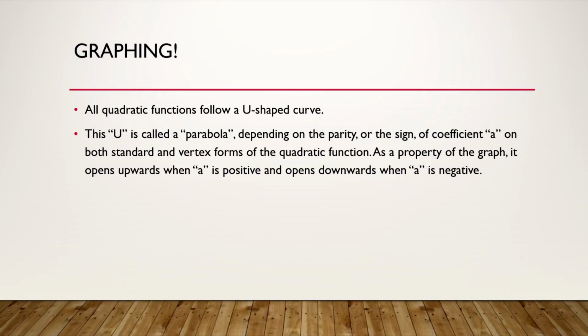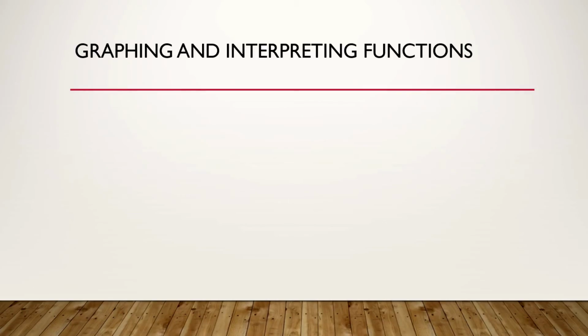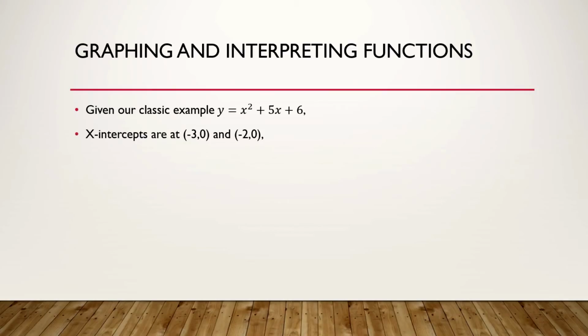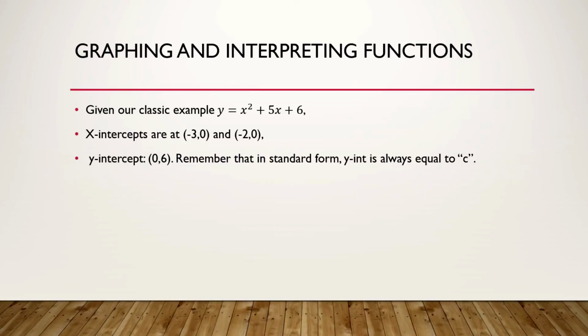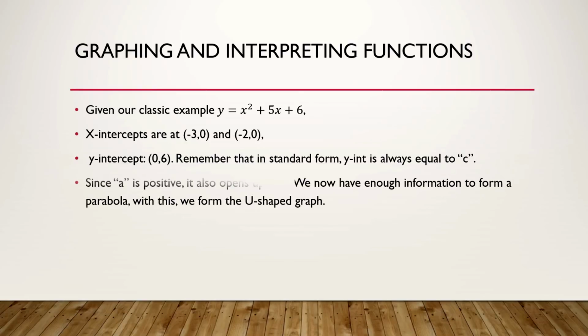Further discussion on graphs would be well supplemented with an actual graph in the slide. Given our classic example y equals x squared plus 5x plus 6, we can already tell that the x-intercepts are at -3 and -2. Further inspection of the equation and we can already plot the y-intercept 6. Remember that in standard form, y-intercept is always equal to c. Since a is positive, it also opens upward. We now have enough information to form a parabola.